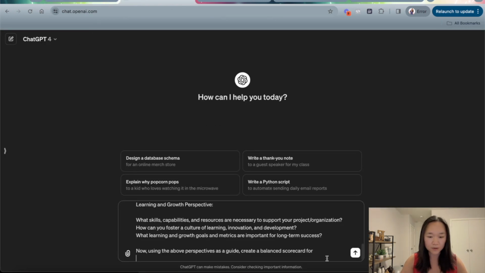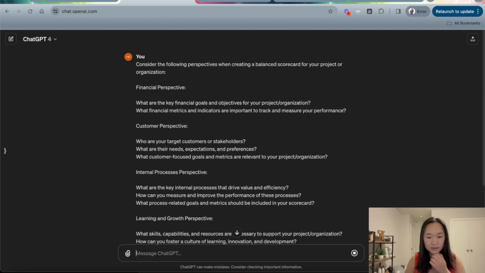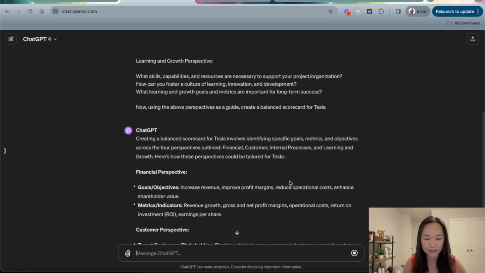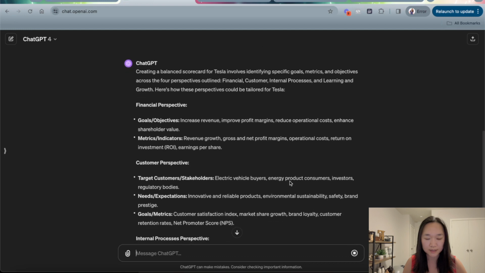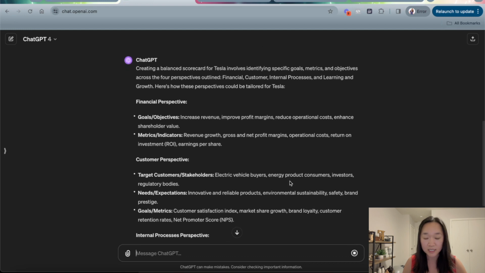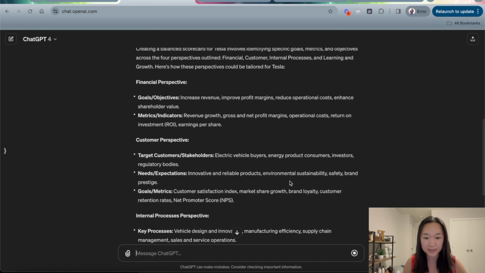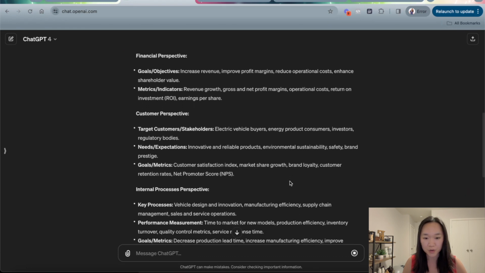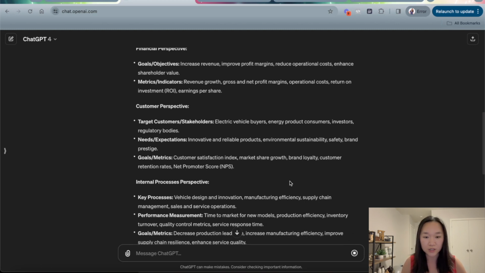And let's suppose that our organization is Tesla. So let's just put in the name of the organization there. And then ChatGPT will now generate a balanced scorecard, as you can see here, for our organization, because Tesla is a pretty well-known organization. So ChatGPT already knows what this organization is. If your organization is newer, it wouldn't have this information. So you may want to describe the organization a bit more.